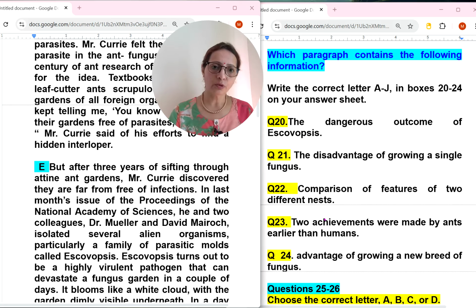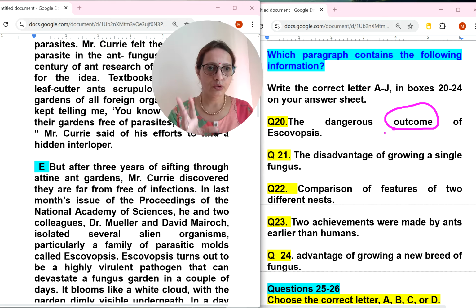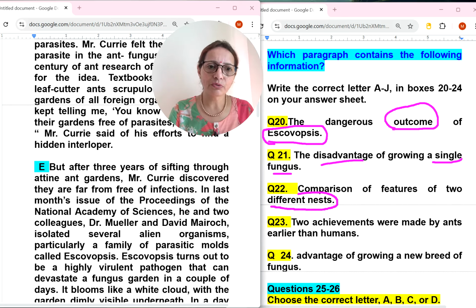So let's read all the options first. The dangerous outcome of this definition. So outcome means result. The disadvantage of growing a single fungus. So single fungus they were talking about in, I think, the B or C paragraph. Comparison of features of two different nests. We know they were talking about nests, two different nests in lower attini, in the C paragraph. I think we will definitely go to that paragraph. Two achievements were made by ants earlier than humans.